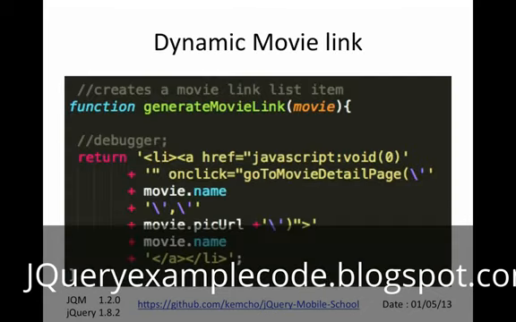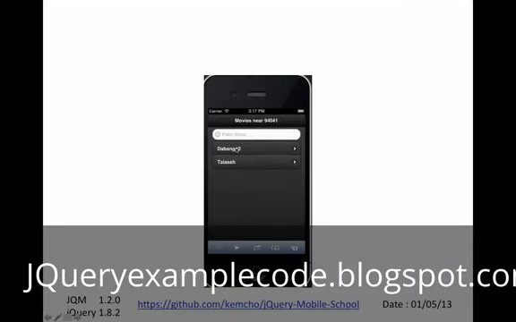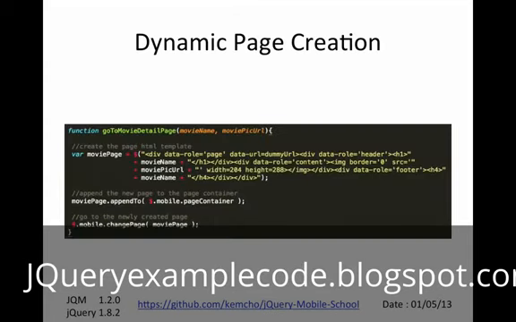Now what we want to do is define this method, go to movie detail page. Every time a user clicks on this link, they need to go to a page. That page was previously statically hand-coded, but it no longer exists. So we're going to create a JavaScript function that understands how to create that page. So go to movie detail page looks like this. Again, all the information that was dynamic is taken out as a parameter, and then HTML is generated using JavaScript.